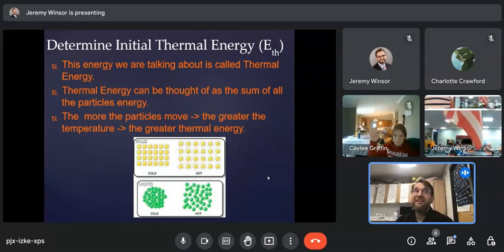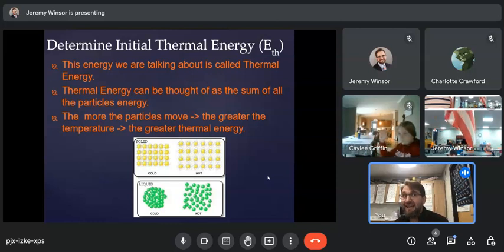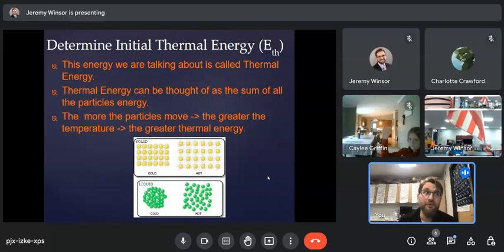We need to determine the initial thermal energy. We use ETH to represent thermal energy. There's a whole bunch of different types of energy. E stands for energy. The TH in the bottom right-hand corner stands for the fact that it's thermal energy. It's heat energy. So the more particles that move, the greater the temperature, and therefore the greater the thermal energy.